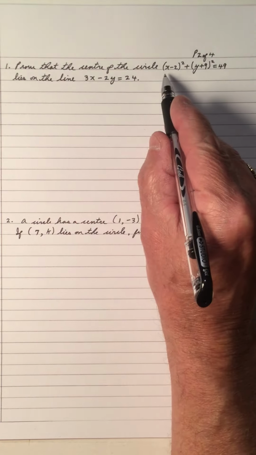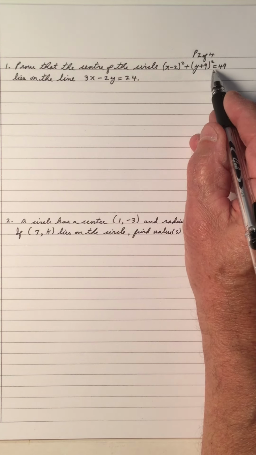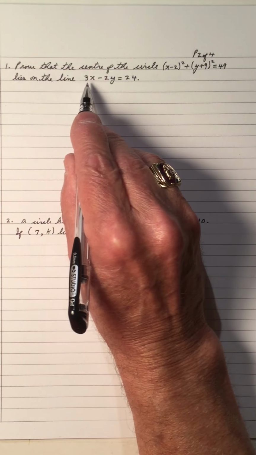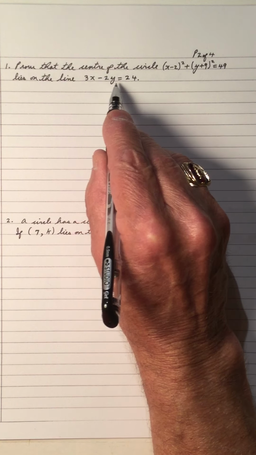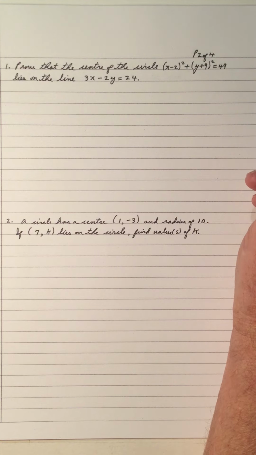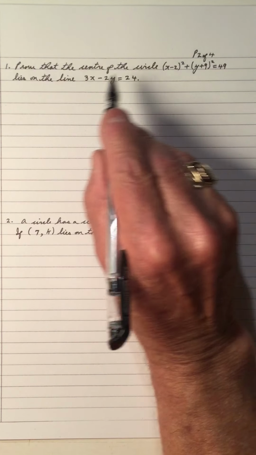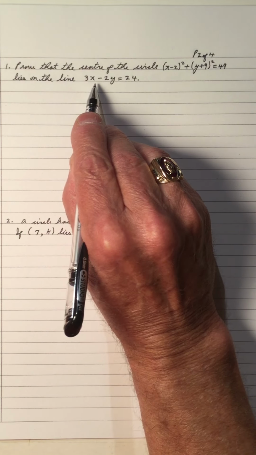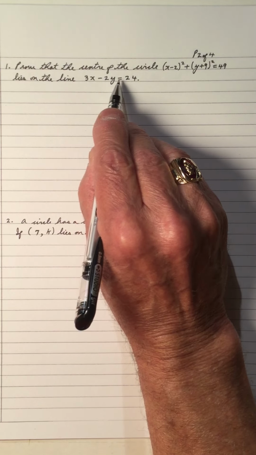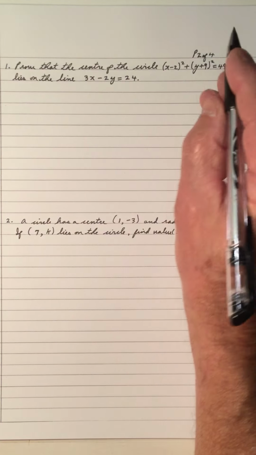Prove that the center of the circle (x − 2)² + (y + 9)² = 49 lies on the line 3x − 2y = 24. So the way to prove this is find the center of the circle, and if you sub the x and y values into the line and it makes the equation true, that means that the center must lie on this line. So here we go.